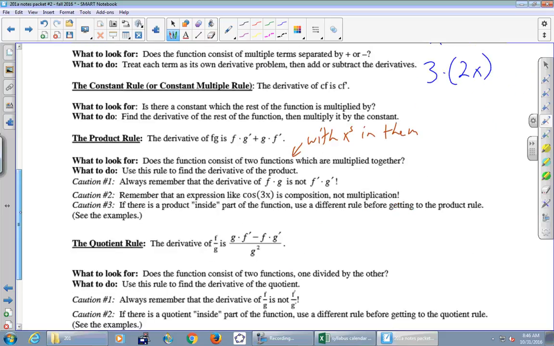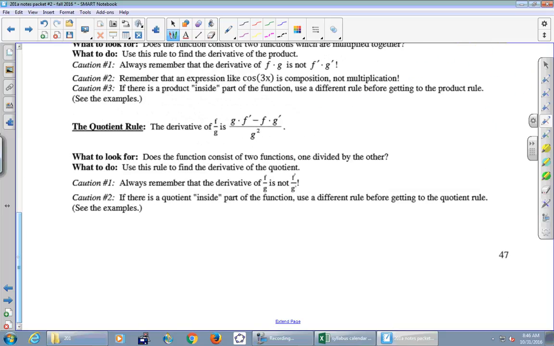Let's take a look now. Next up is the quotient rule. Here we're looking for two functions on top of each other, again, both of which are functions of x. First caution, the derivative of f over g is not f prime over g prime. It's far more complicated.